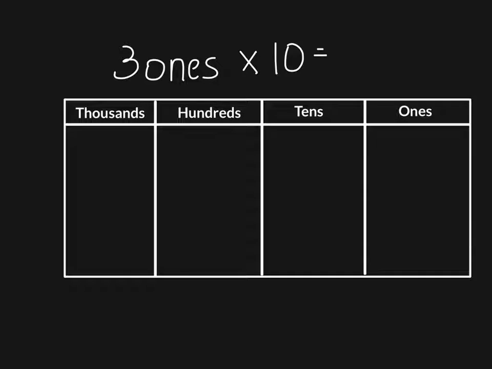Here we've got a place value chart to help us solve this problem, and the problem is 3 ones times 10. So I can start by making my 3 number discs. Here's my 3 ones. And when I multiply it by 10, what we've already learned, multiplying it by 10 moves it over here into the tens column. So my 3 ones times 10 becomes 3 tens, or we can rewrite that as 30.